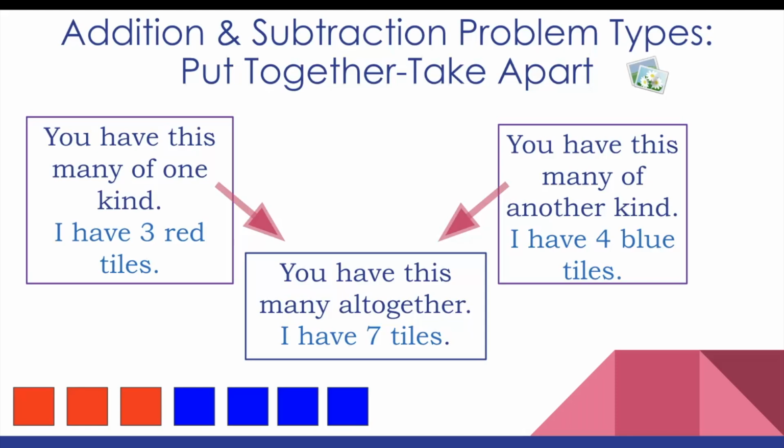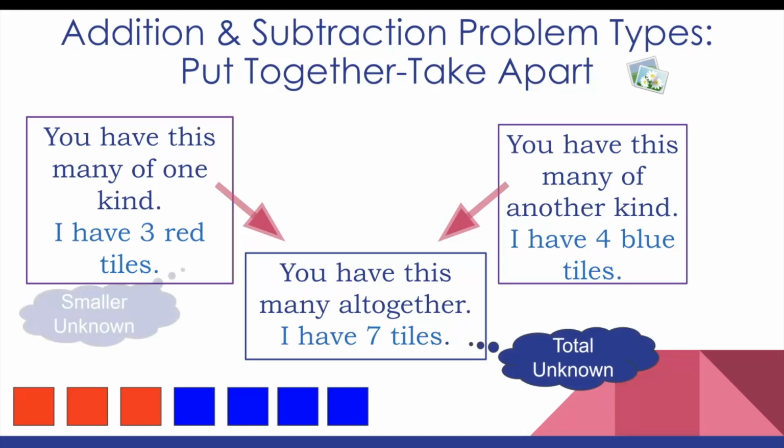The total can be unknown. I have 3 red tiles. I have 4 blue tiles. How many tiles do I have? The smaller part could be unknown. I have red and blue tiles. I have 4 blue tiles. I have 7 tiles altogether. How many red tiles do I have?